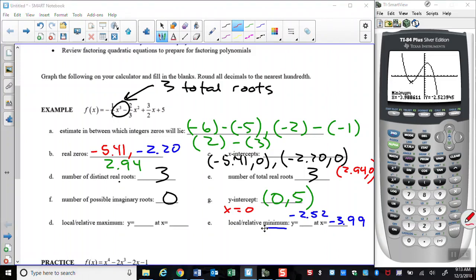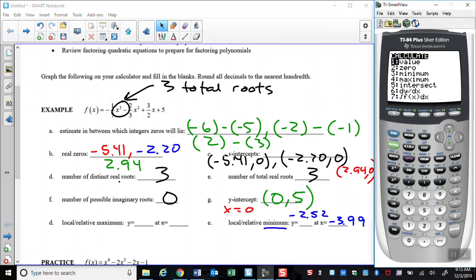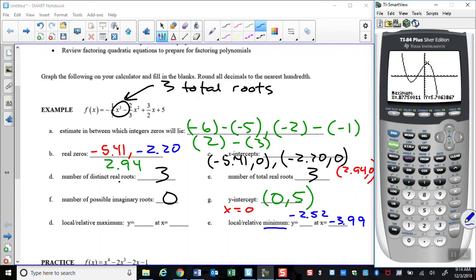Now the relative max, second calc, maximum. Okay. Left bound, enter. Right bound, enter. Enter again for our max. The y value is 5.7. We'll call it 5.71 if we're rounding to the 100th. When x equals 0.8775, so 0.88.